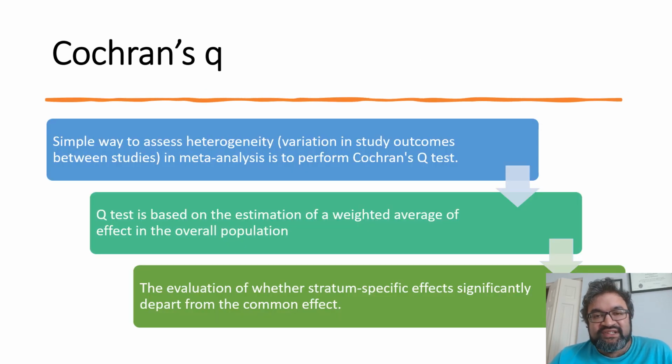So here's Cochrane's Q. It's a simple way to assess heterogeneity, variations in study outcomes between studies. In meta-analysis it is important to perform Cochrane's Q test. The Q test is based on the estimation of a weighted average of effect in the overall population, and the evaluation of whether stratum-specific effects significantly depart from the common effect.